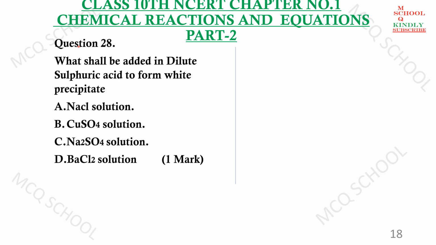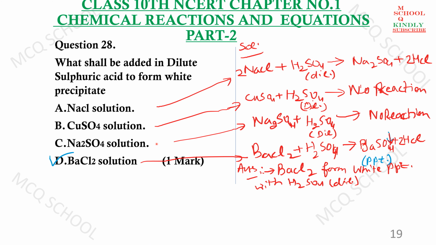Let us take question number 28. What shall be added in dilute sulfuric acid to form white precipitate? A. Sodium chloride solution. B. Copper sulfate solution. C. Sodium sulfate solution. D. Barium chloride solution. What is the answer as per you? So to understand in which case the precipitate can be formed, let us take all the reactions.